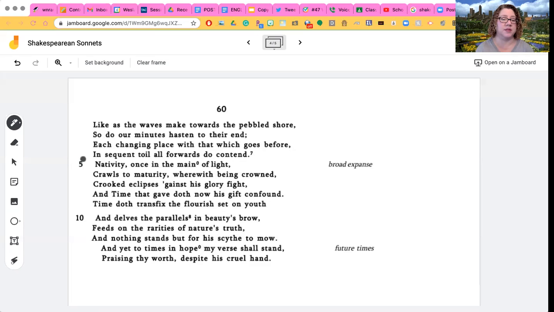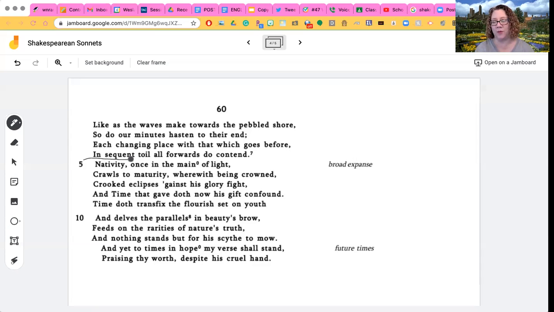So we start off with a simile in this one, which is kind of different than the others. Like as the waves make toward the pebble shore, so do our minutes hasten. So the waves are being compared to the minutes of our lives. And you've probably been to the beach. The waves come in and they just, one after the other, never ceasing. And so every minute of our lives is ticking down. That's sort of oppressive. Changing place with that which goes before.